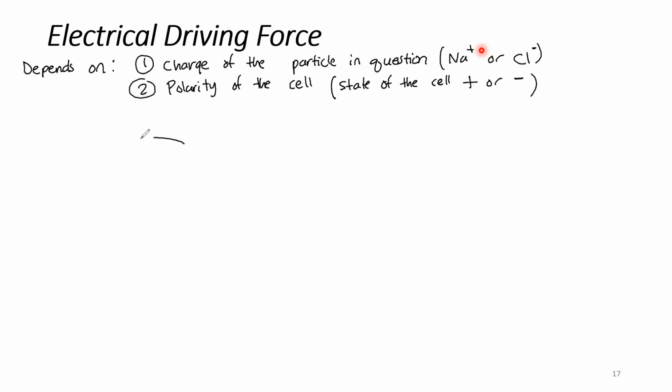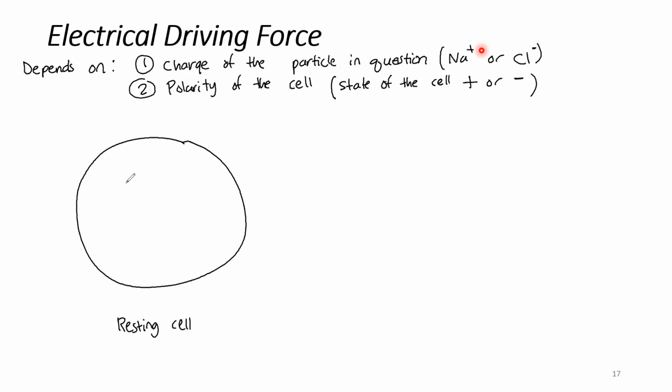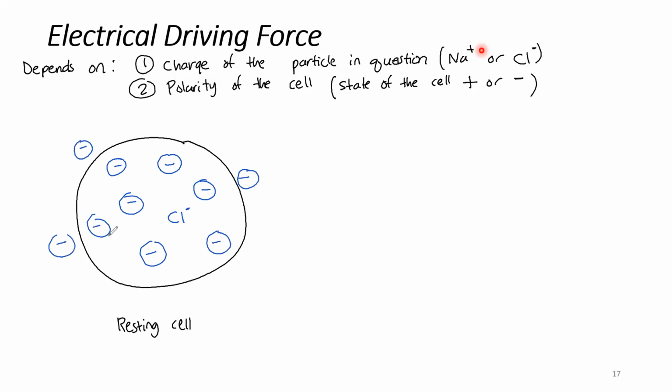So again, very simply, let's draw a cell here. And first off, we're thinking about a resting cell. Okay, and so a cell at rest is more negatively charged inside. So let's put those anions in. So we've got excess anions on the inside of the cell. And you want to think about an ion like chloride here. And then very few anions outside.